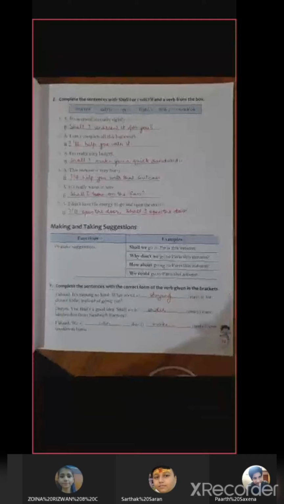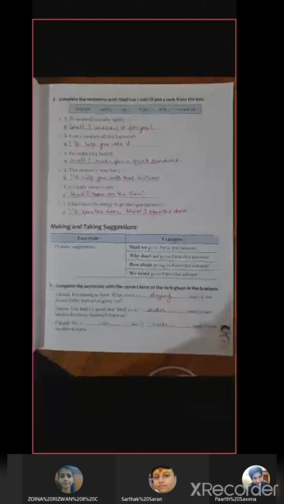So why not? Why don't we? How about going to Paris? How about we could go to Paris this autumn? We could. So come to exercise F. Complete the sentences with the correct form of the verb given in the brackets. Fahad: It's raining so hard. What about staying in for dinner today instead of going out?